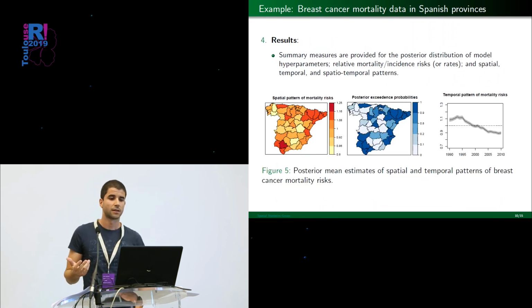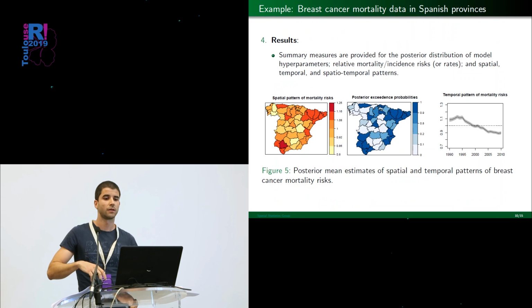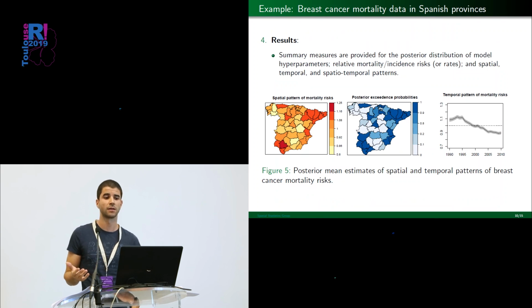So, in the results tab, summary measures are provided for the posterior distribution of model hyperparameters, relative mortality or incidence risks and rates, and spatial, temporal, or spatiotemporal patterns. We can obtain different graphs and tables that are easily exported by the user.